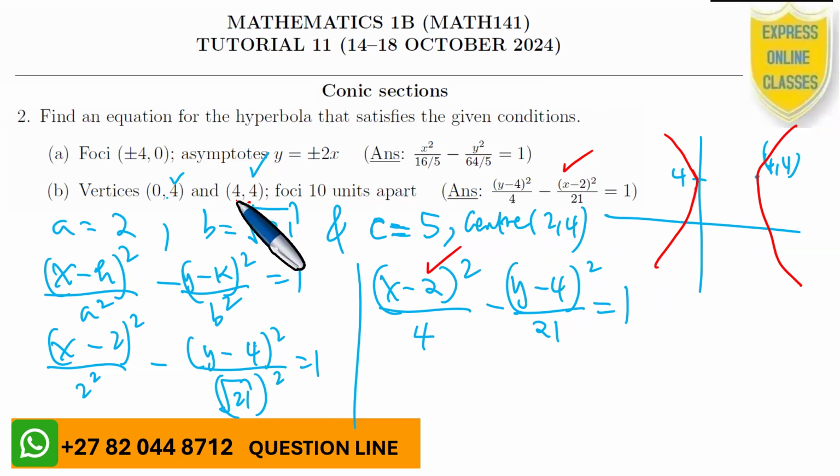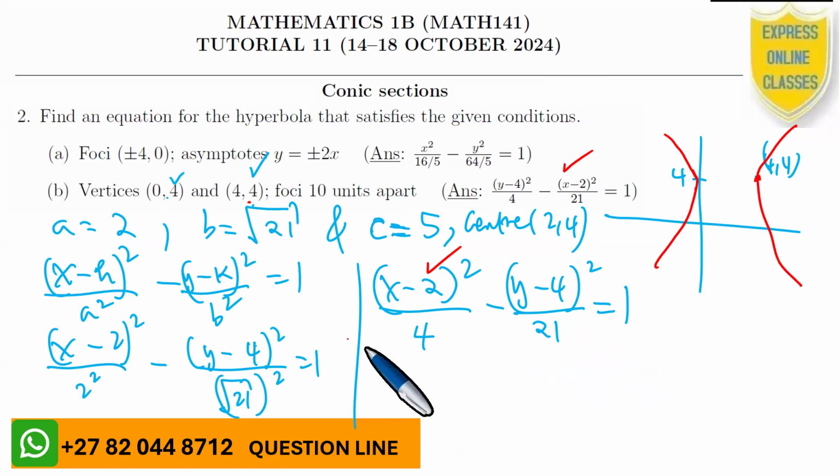Substitute a vertex, like you put 4, 4. What happens if you put a vertex into the graph? Well, the vertex is a point on the graph. Yeah? It's a point on the graph, so it must make the equation true.